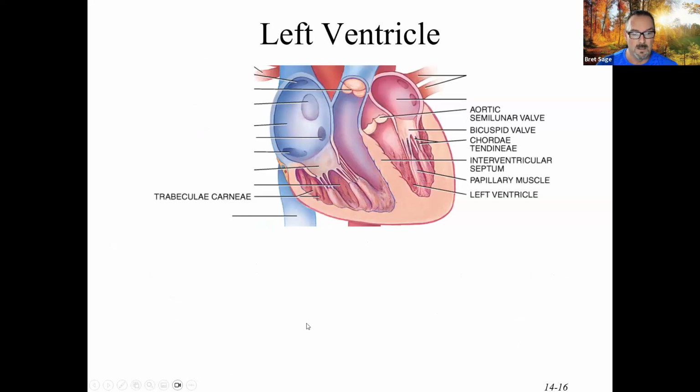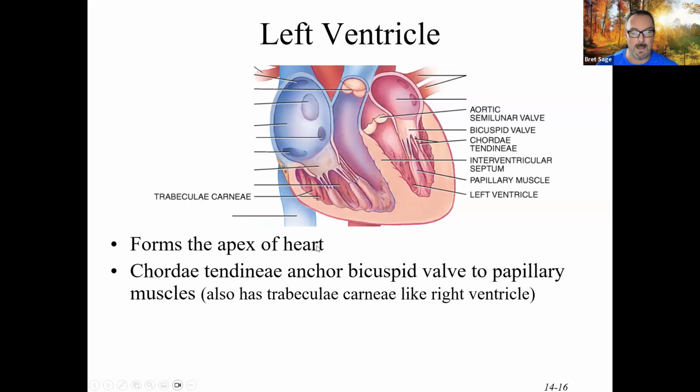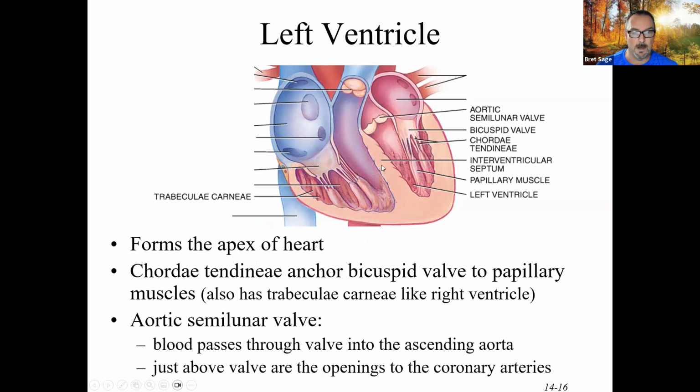Left ventricle. This is the largest of the chambers of the heart, and it is going to be pumping oxygenated blood out to the entire body other than the lungs. It forms the apex of the heart. You can see the tip of the heart there is formed by it. Chordae tendineae anchor the bicuspid valve to the papillary muscles, and it has trabeculae carneae, which are little folds and wrinkles like the right ventricle. The aortic semilunar valve, which you see here, opens to allow blood leaving the left ventricle into the aortic arch, and then closes during ventricular diastole to prevent blood from going from the aorta back into the left ventricle.